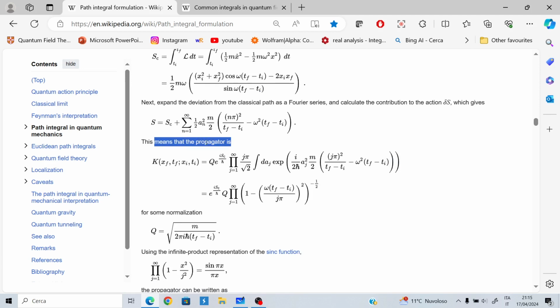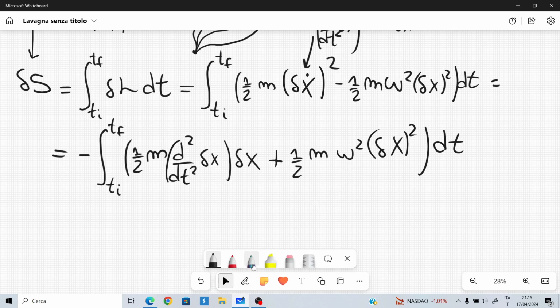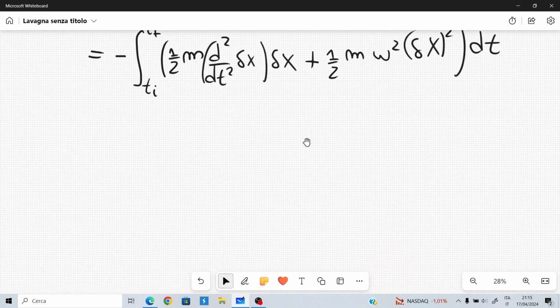So in order to consider the path integral formulation, you have to write down a propagator, which is indeed exactly the path integral. The propagator that Wikipedia writes there is something like this. It's called K, which is the propagator, with x_f, t_f, which is the endpoint. This is a spatial variable.